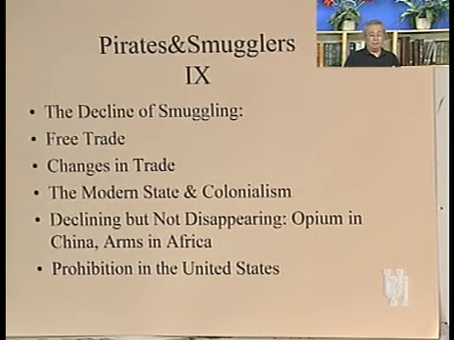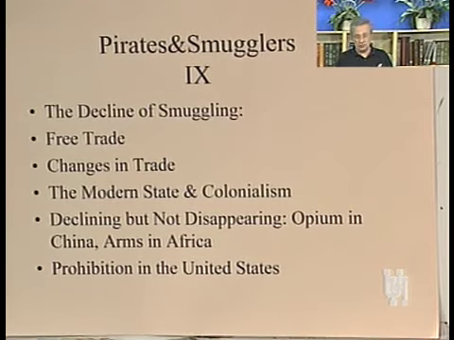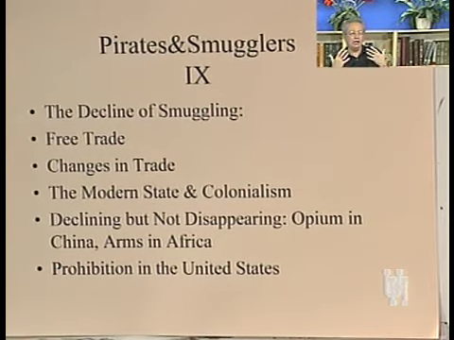Changes in trade. The transportation revolution leading to a vast increase in the shipment of bulk goods, so that in the 19th century, 90% of world trade is made up of bulk agricultural products like sugar and cotton, or bulk industrial goods, steel products, etc. These aren't products that you can readily pirate or smuggle and make a fortune out of. You need high-value, low-volume goods, and these are not it.